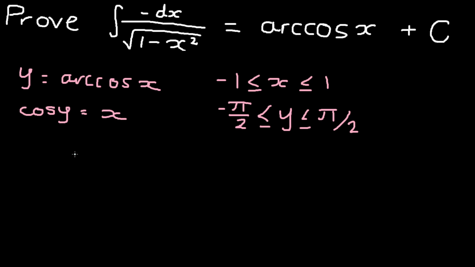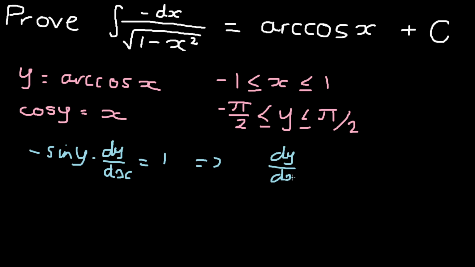Implicitly differentiate this function, we get that the negative sine of y times dy by dx is equal to 1, which implies that dy by dx equals -1 over the sine of y. Now, where do we go from here? We could substitute arccosine of x in here, although that wouldn't yield us this final result.